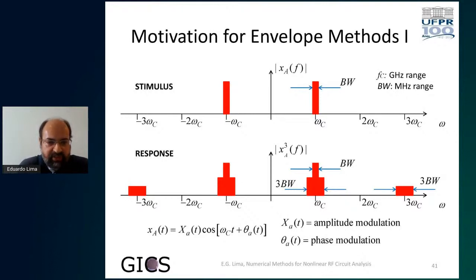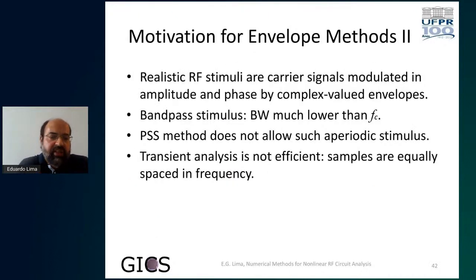The time domain equation of a narrowband or band pass stimuli can be written as shown below. In particular, the narrowband or band pass stimuli can be seen as a carrier at omega C, modulated by a time-varying amplitude, capital XA, and a time-varying phase, theta E. In summary, realistic RF circuits are given by a carrier, modulated in amplitude and phase by complex valued envelopes. Usually, the carrier frequency is much larger than the envelope bandwidth.